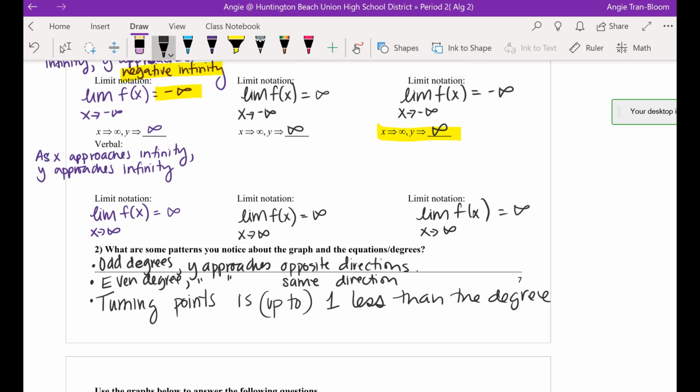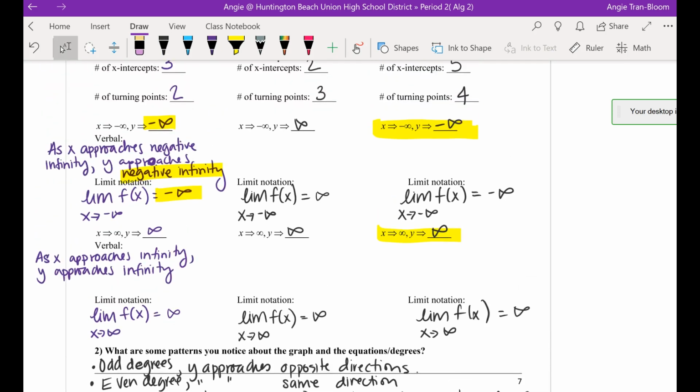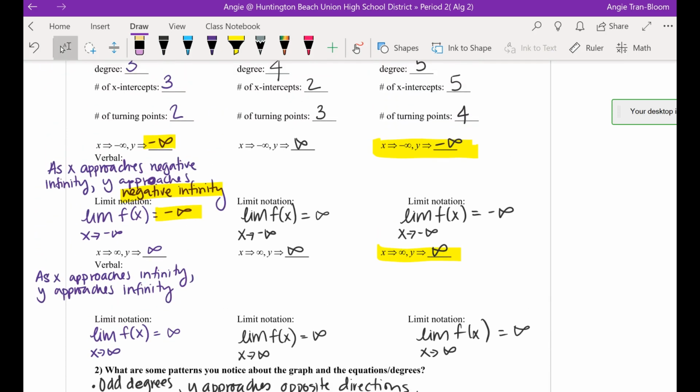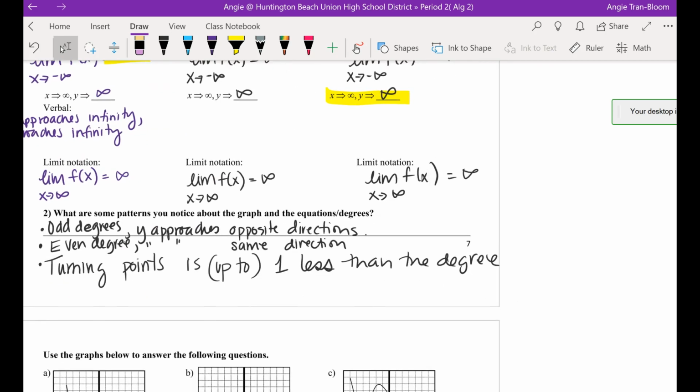How about the x-intercepts? If you were given a degree of 5, how many x-intercepts do we have? This one, degree is 4, how many x-intercepts? This one, degree of 3, x-intercepts? So what's the pattern? It's usually the same. So what we say is x-intercepts are no more than the degree, okay? Up to, or no more than the degree.